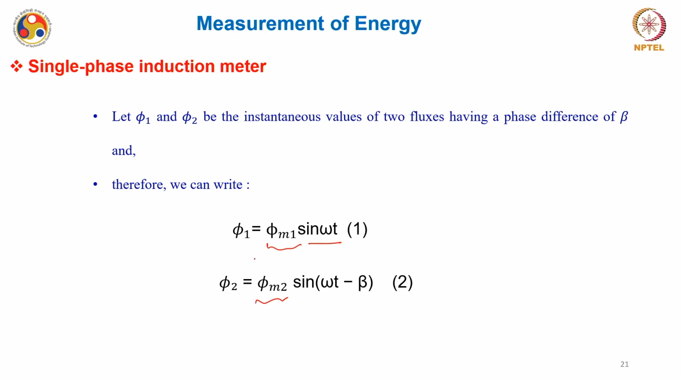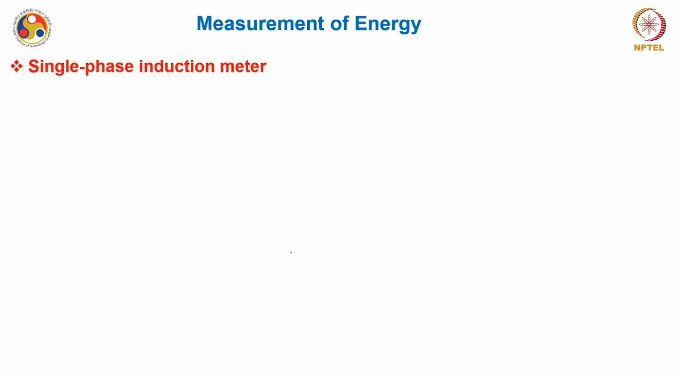So from the first equation I have phi 1 equal to phi m1 sine omega t, and phi 2 is phi m2 sine (omega t minus beta). Of course, this phi m is the peak value that I am talking about for the flux.